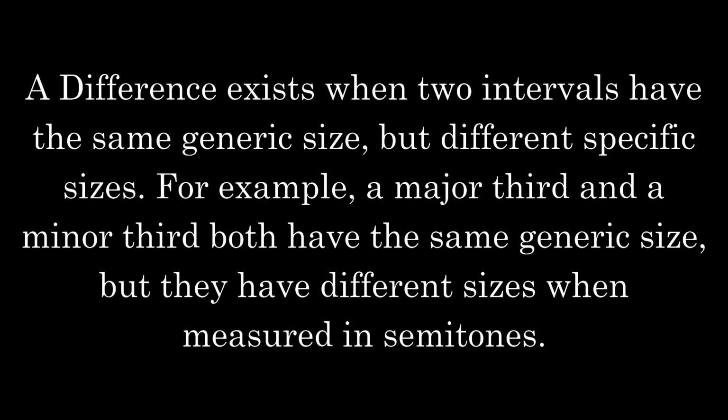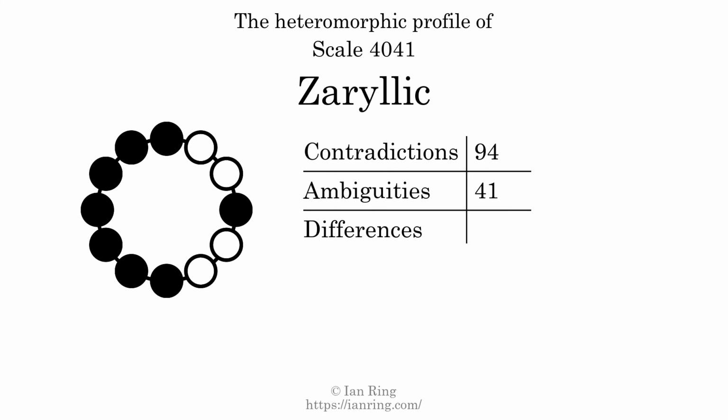A difference exists when 2 intervals have the same generic size, but different specific sizes. For example, a major third and a minor third both have the same generic size, but they have different sizes when measured in semitones. The number of differences in this scale is 119.